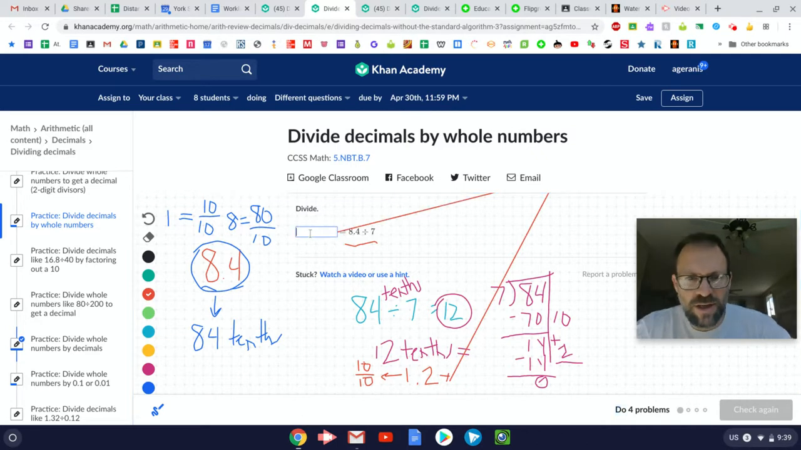Let's see if we were right. Oh my gosh, I don't know what these lines are. So let's get out of here quick. 1 and 2 tenths. Are we right?